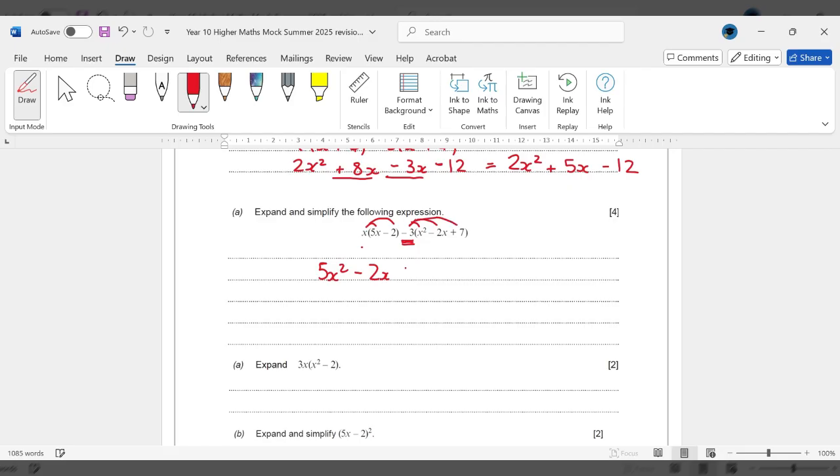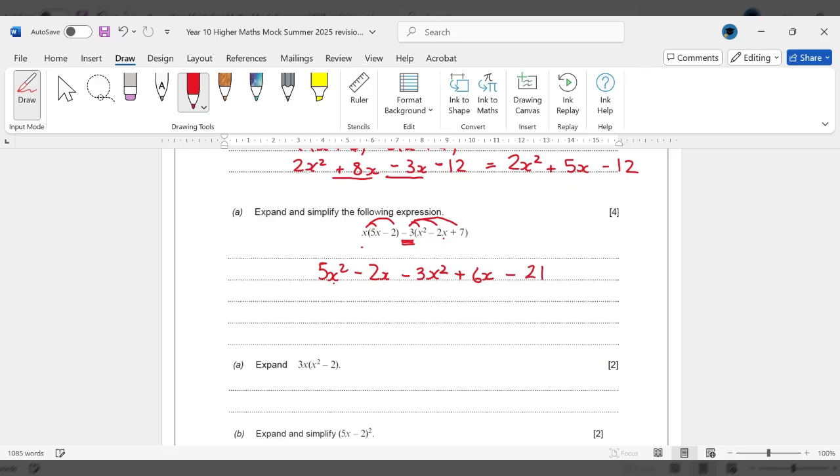So minus 3 times x squared, right? Minus 3 times minus 2x. The minus times the minus makes a plus. 3 times 2 is 6. And you've got the x as well, okay? And then minus times a plus makes a minus, but it's 3 times 7, which is 21.